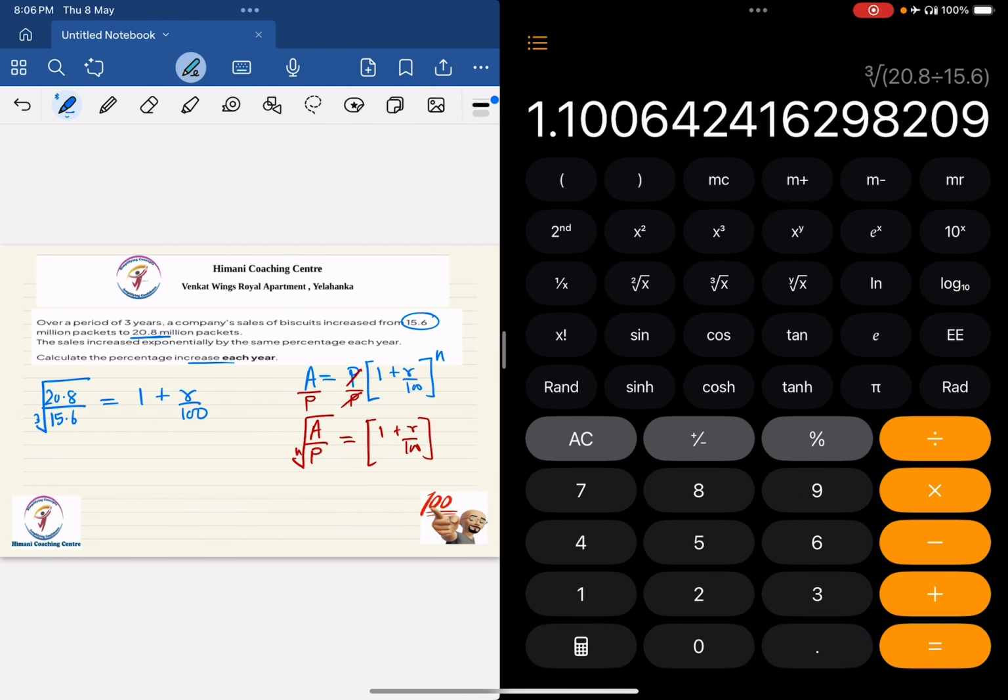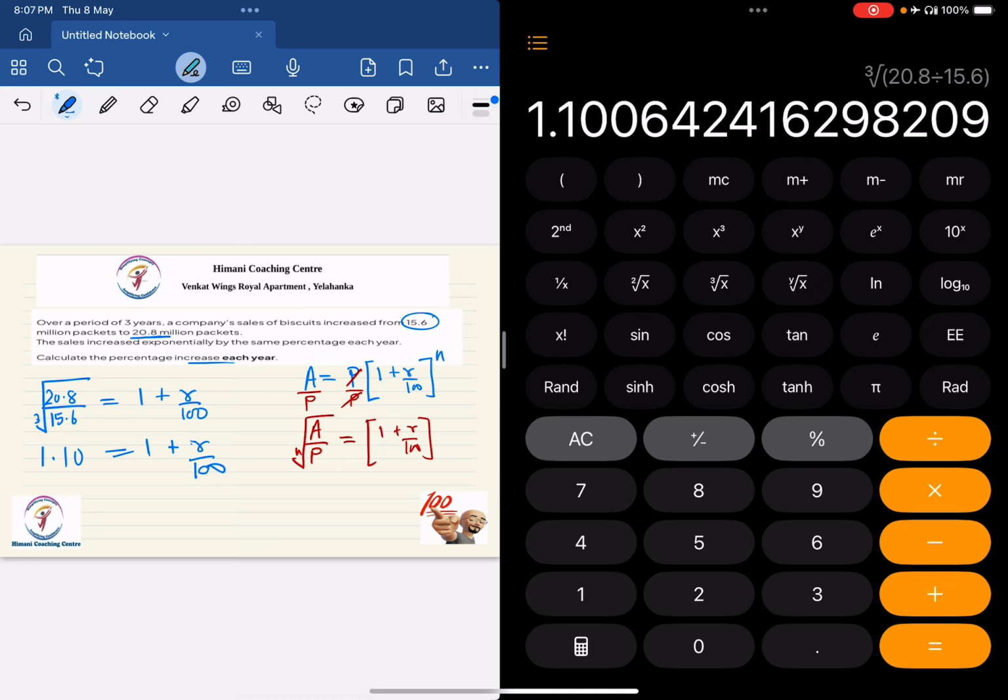So let us go to the calculator. I have already done the cube root of 20.8 divided by 15.6, which is 1.1006. So let us write that down. This is 1.10, let us do this only. And this is 1 plus R by 100.